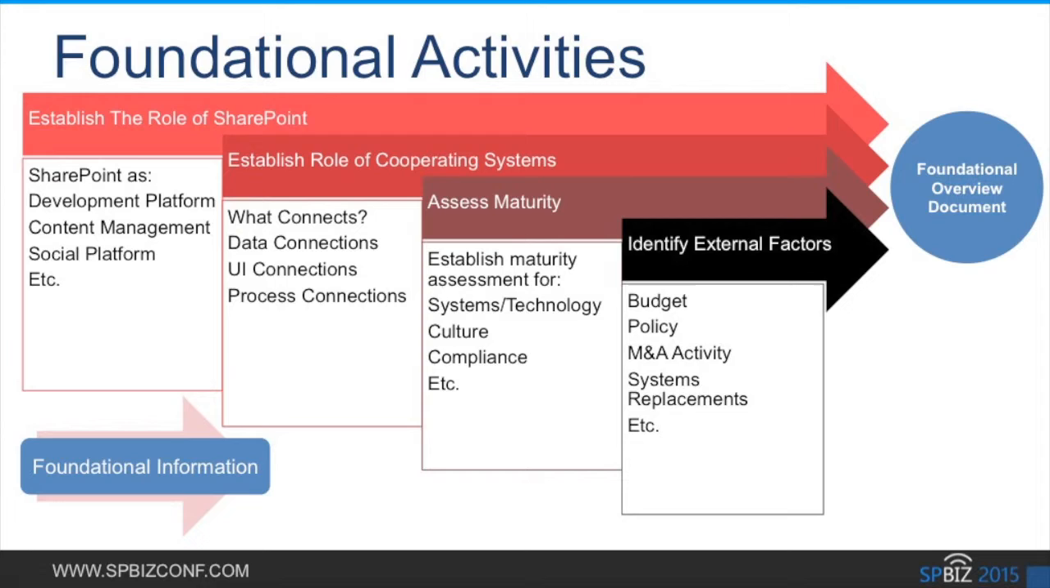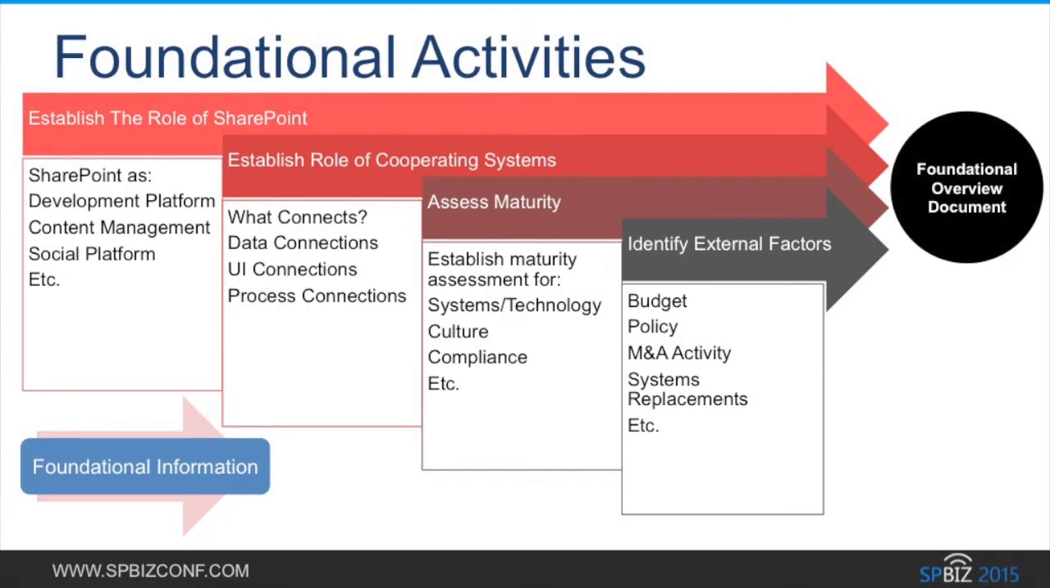Then finally, you'll want to identify your external factors, things that can derail or delay your SharePoint governance work, like a lack of budget or some crazy policy or compliance angle that needs to be followed. Maybe there's some merger or acquisition or divestiture activity that means that you should put your project on hold to be more effective. Maybe there are other projects like systems replacements that are happening that you should be aware of. I mean, there are loads of external factors. The point here is to go seek them out and ask the questions. Once you've done all of these foundational activities, you can then pull together all of your work into a single document that we like to call a foundational overview document that you can reference throughout the rest of your SharePoint governance work.